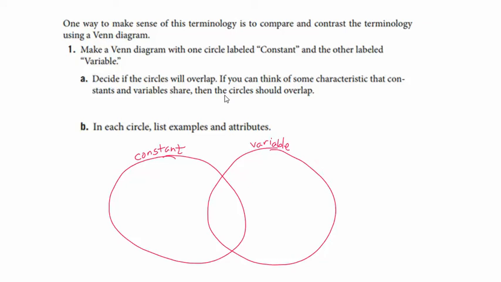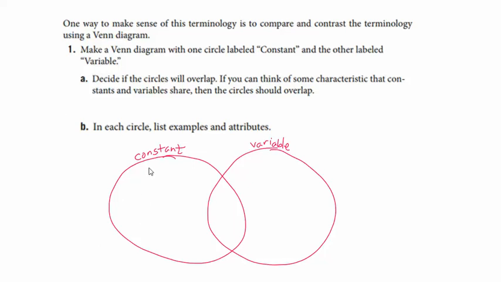It says decide if the circles will overlap. If you can think of some characteristic that a constant and a variable share, then the circles should overlap. So we have a little overlap here if we can think of something. In each circle, list examples and attributes. So I'm going to start us off here. I'll list a few, but I want you guys to finish this and list some more.